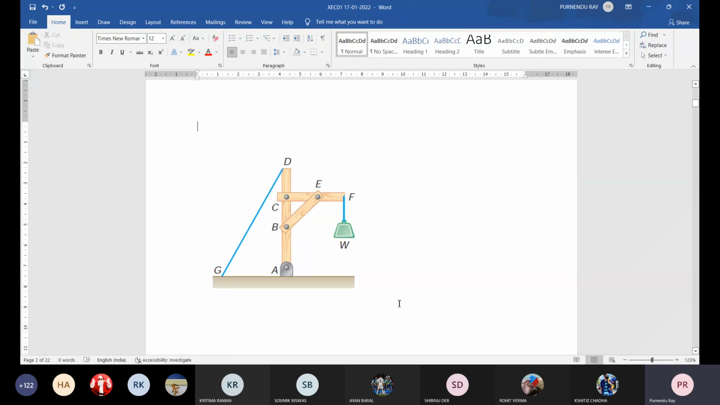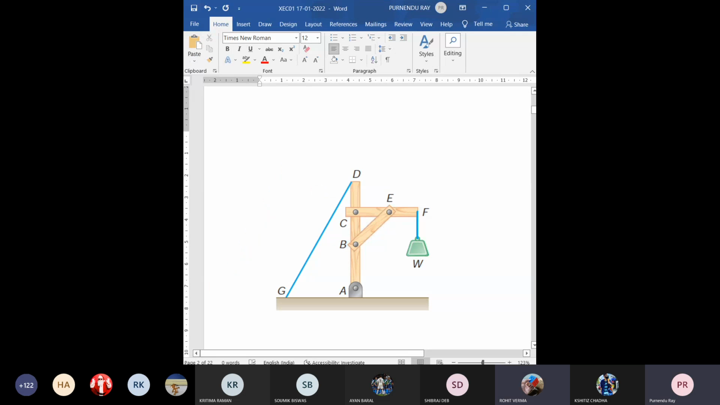Now, do you find anything on screen? Yes, sir. What diagram is that? The crane-like diagram has a string GD which supports the load W, hanging from a location F, which is at the end of a horizontal bar CF.